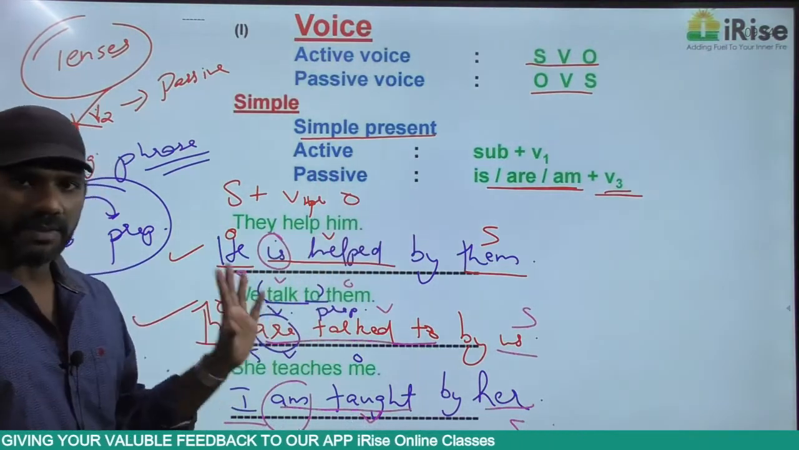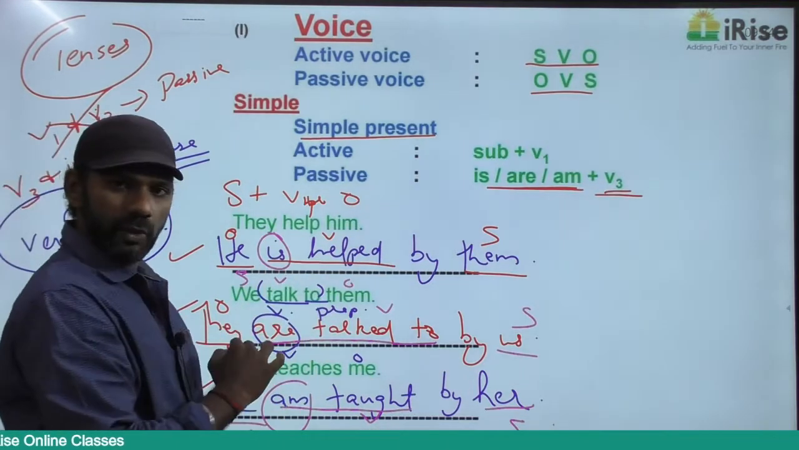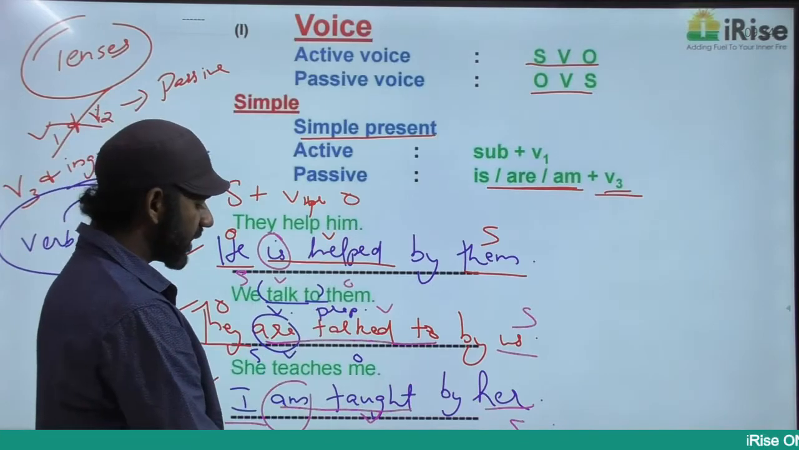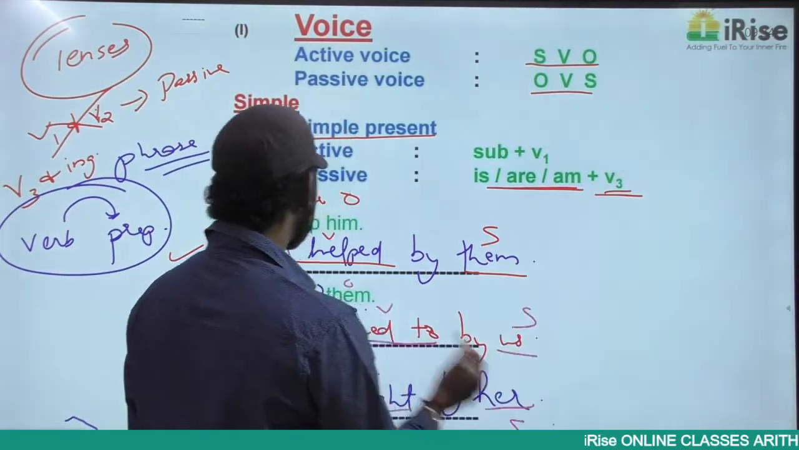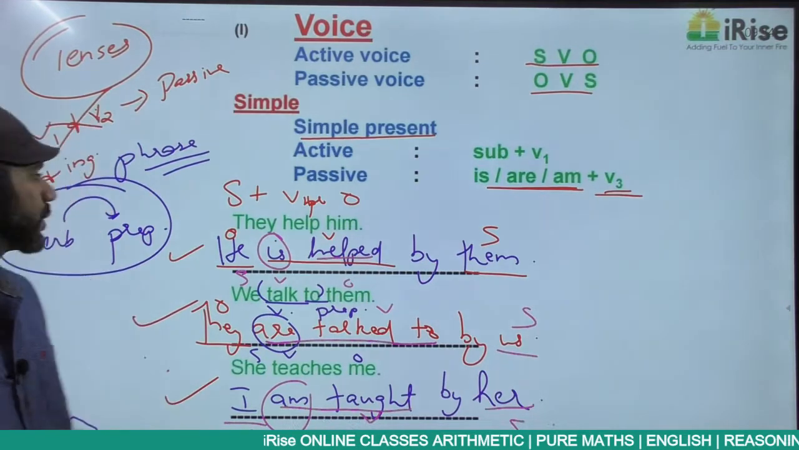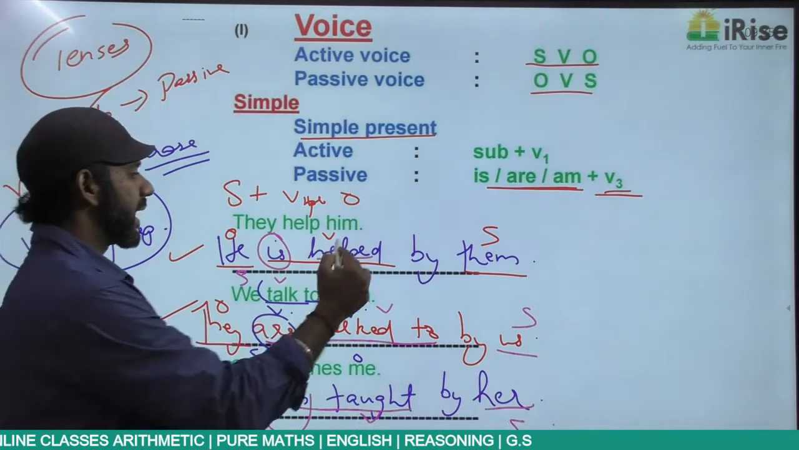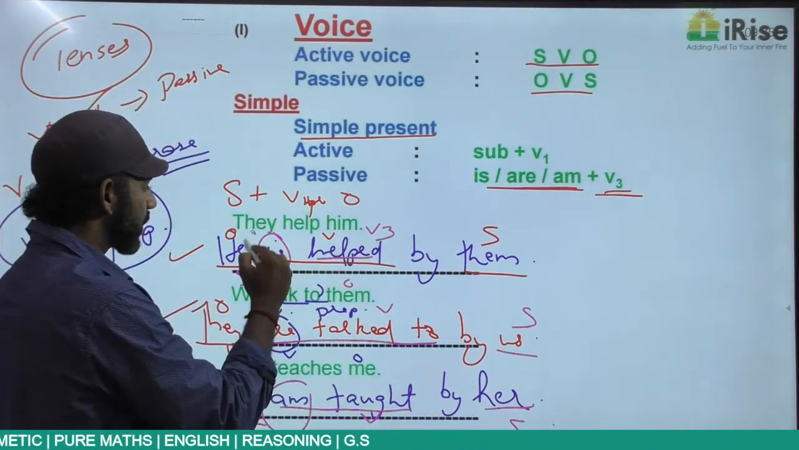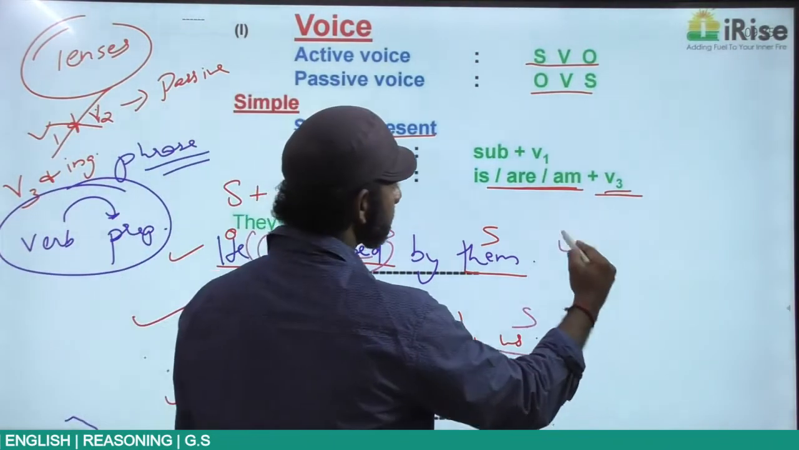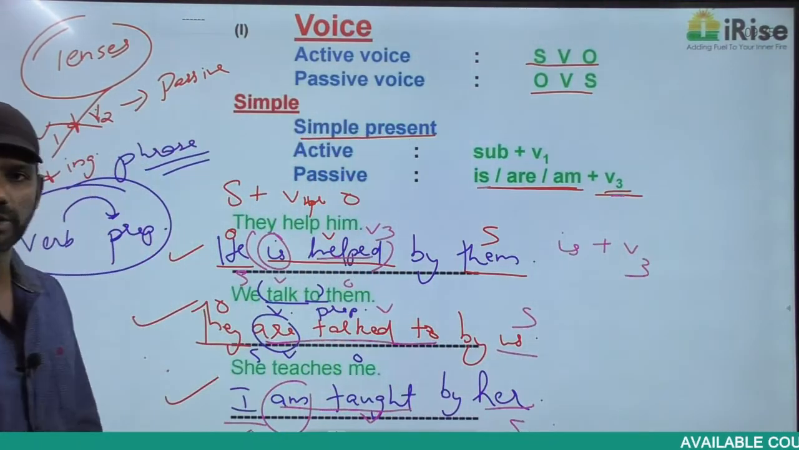Come to the same statements once again. He is helped by them, passive voice. Help is both V2 and V3. In this sentence, helped cannot be V2 because this sentence is in the passive voice. I told you V1 and V2 will never appear in the passive voice. So helped must be V3 here. So is helped is is plus V3. Is plus V3 is simple present in passive voice.